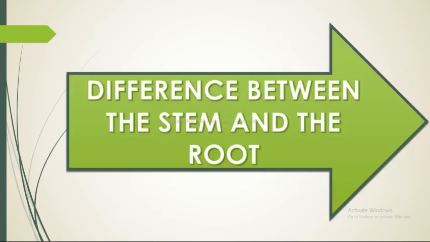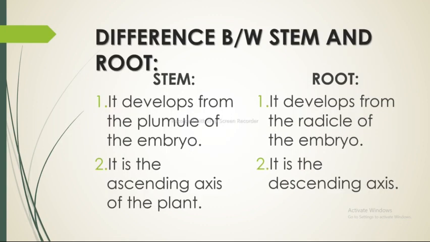So next I'm going to discuss about the difference between the stem and the root. Difference between stem and root. First I will discuss the stem, and the second I will discuss the root. Stem, it develops from the plumule of the embryo. Root, it develops from the radicle of the embryo. Stem, it is the ascending axis of the plant. Root, it is the descending axis of the plant.